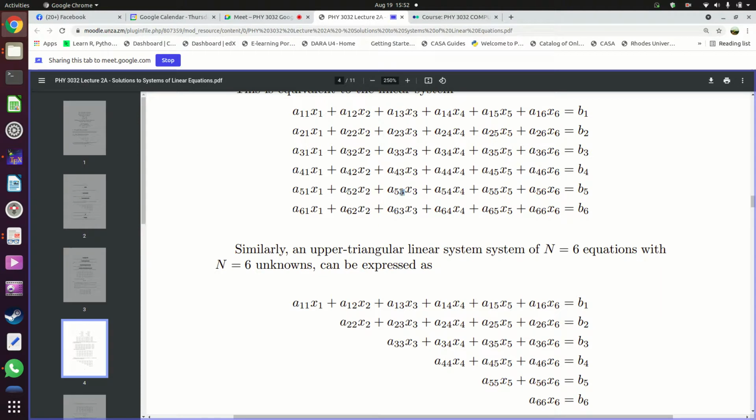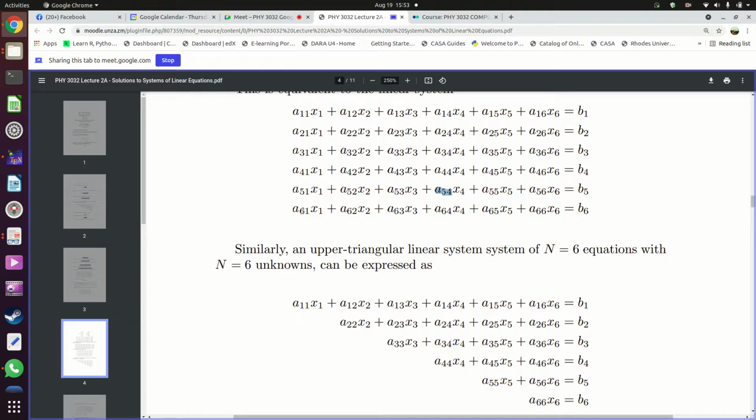F53: the row is 5, the column is 3, so 5 is greater than 3, so you make this become a 0. A54: the row is 5, the column is 4, so 5 is greater than 4, so you make this coefficient become a 0. F55: the row is 5, the column is 5, 5 is not greater than 5, so you leave it.